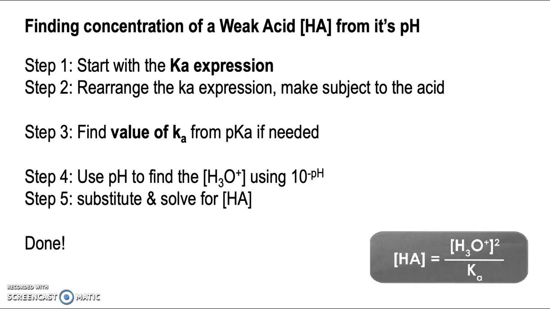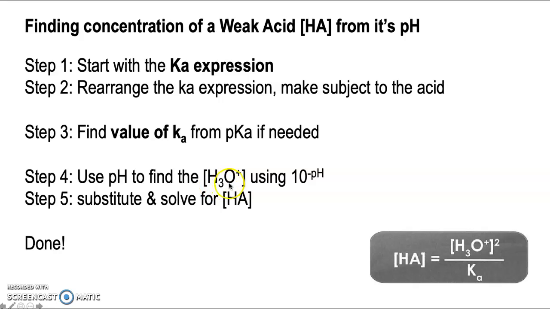So if I was to not learn this formula that this iPad gives, because it's not on the resource sheet and I'm not good at memorizing things, then these are the steps that you would take. You would write out your Ka expression, which is on the resource sheet, and then you rearrange it to make it subject to the acid, hence concentration of HA. Some questions, they'll give you the Ka, which makes it relatively straightforward. Other times they'll give you pKa, in which case you'll need to convert it back to Ka.